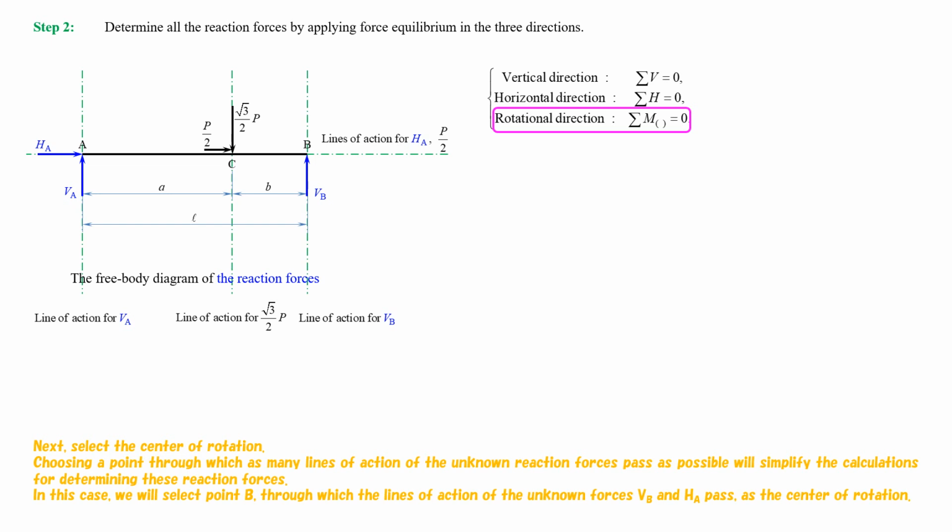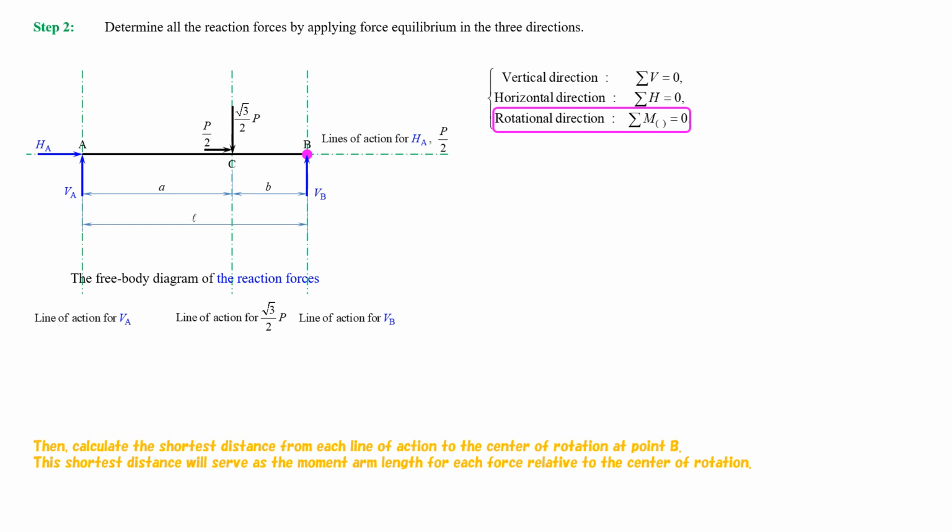Next, select the center of rotation. Choosing a point through which as many lines of action of the unknown reaction forces pass as possible will simplify the calculations for determining these reaction forces. In this case, we will select point B, through which the lines of action of the unknown forces VB and H pass, as the center of rotation.